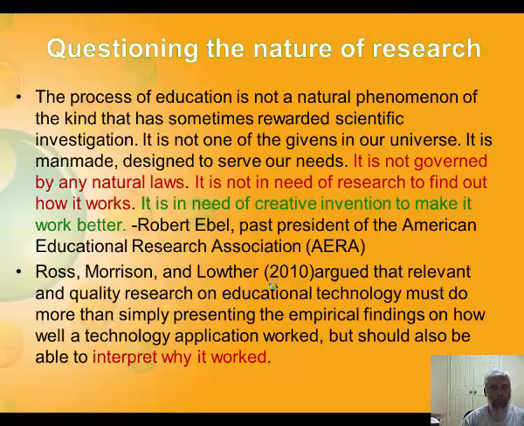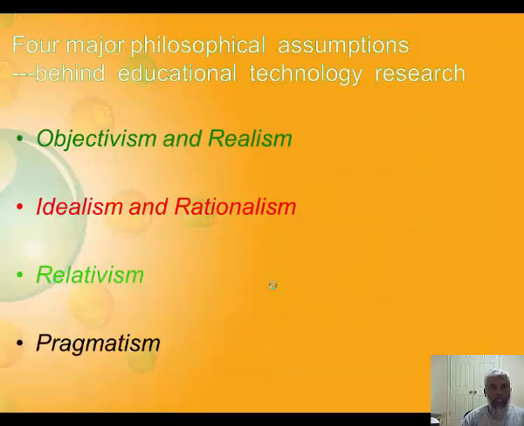Ross, Morrison, and Lowther argued that relevant and quality research on educational technology must do more than simply present the empirical findings on how well a technology application worked, but should also explain why it worked. So to understand educational technology research, we need to know the four major philosophical assumptions: objectivism and realism, idealism and rationalism, relativism and pragmatism.